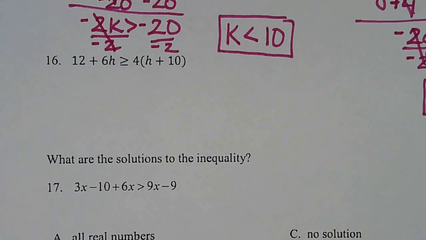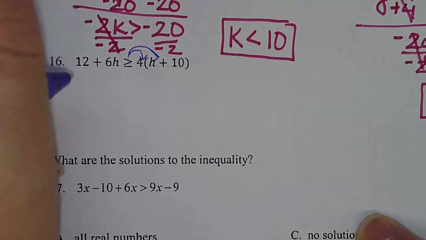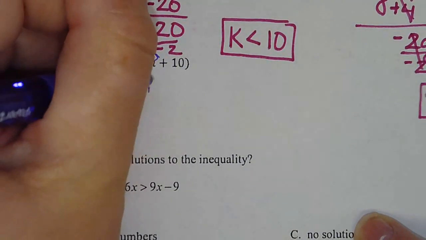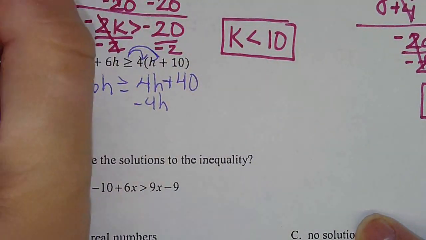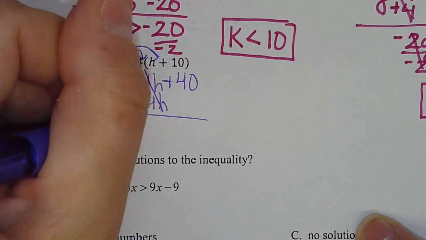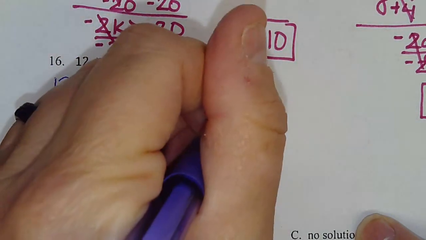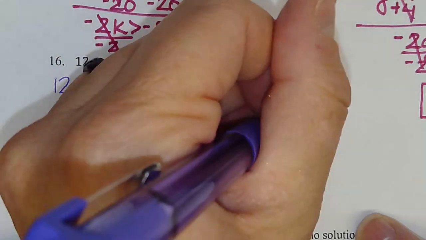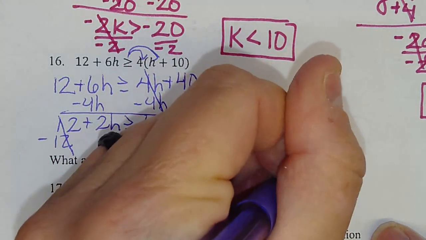All right, and then we need to distribute. Switch up colors, keep it interesting for you guys. 12 plus 6h is greater than or equal to 4h plus 40. Subtract 4h. 12 plus 2h greater than or equal to 40. Subtract 12. Oh, I wrote too big. 2h greater than or equal to 40 minus 12 is 28. And then divide by 2. And you get h is greater than or equal to 14.